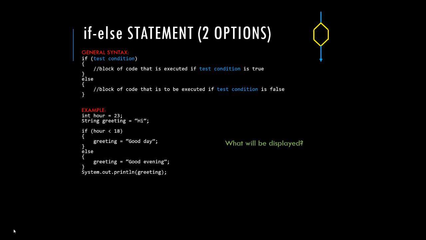Okay, so what is going to be displayed in this case? We know that 23 is not less than 18, so it's not going to be good day, but we have another option. So it goes to that second option, the else option, and good evening is displayed.